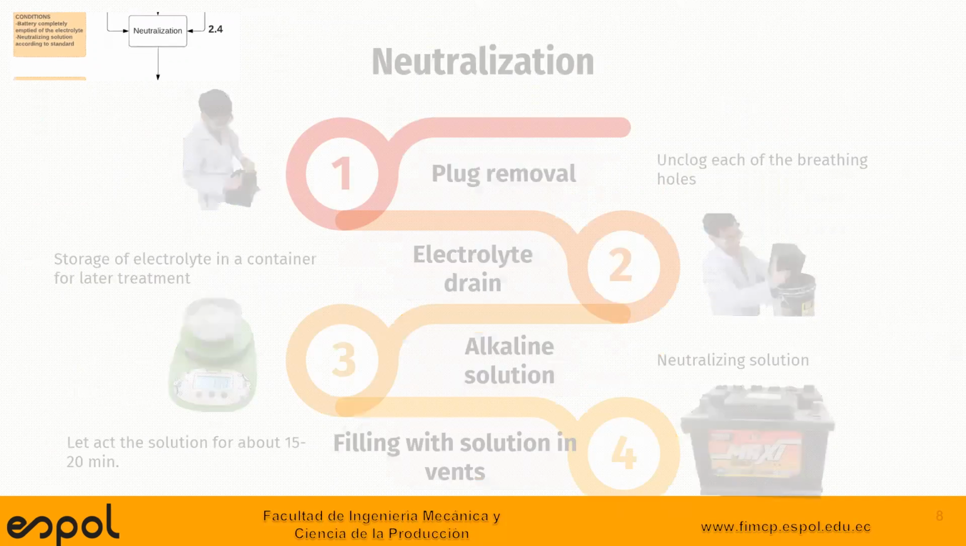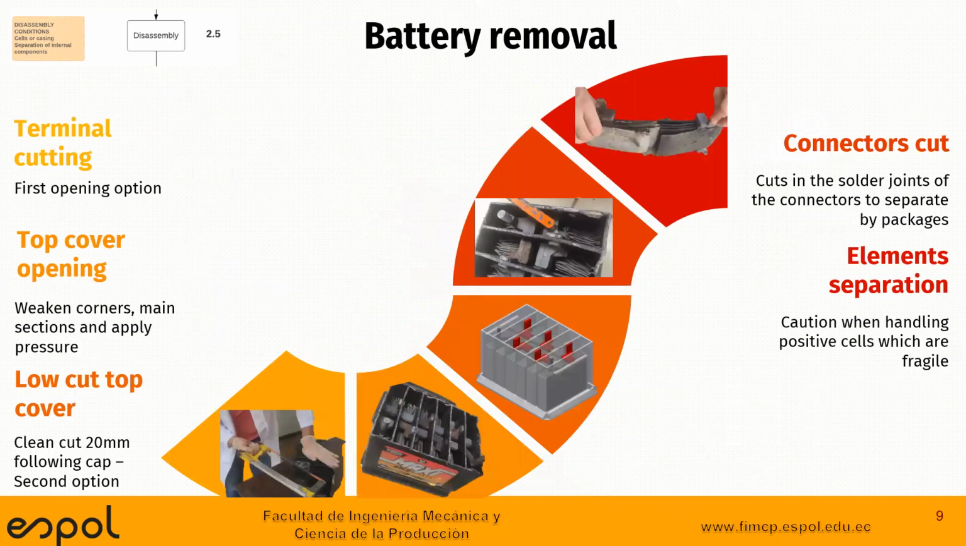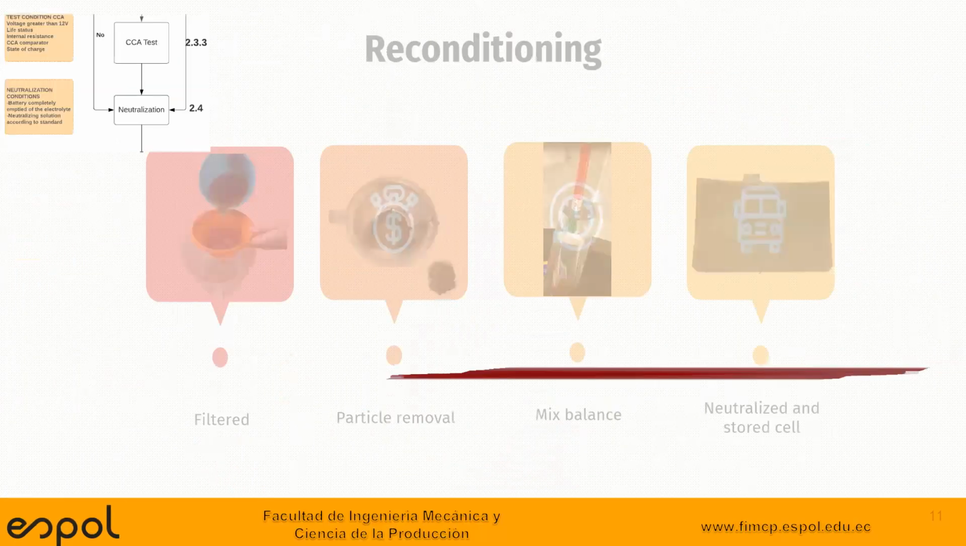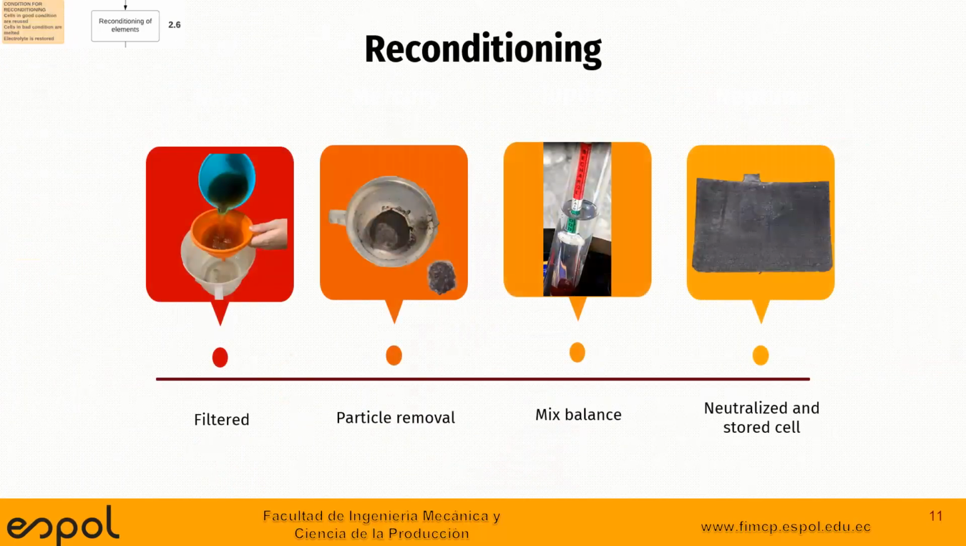For this disassembly, the following steps were applied: cutting of the terminals, removal of the top cover by applying pressure, cutting of the connectors at their solder joints, and finally the separation of the positive and negative grids. Reconditioning was applied to the electrolyte and negative cells that are suitable for reuse.